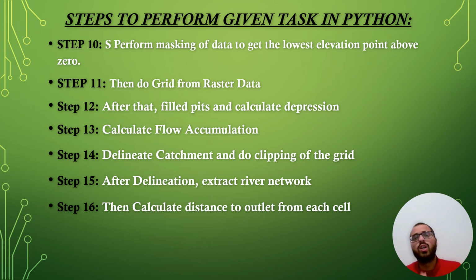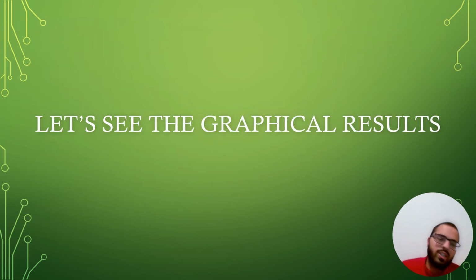To get the lowest elevation point above zero, our main task in this question. Then do grid from raster data. After that, fill pits and calculate depression, calculate flow accumulation, then delineate catchment and do clipping of the grid. After delineation, extract river network, then calculate distance to outlet from each cell. Let's see the graphical results.